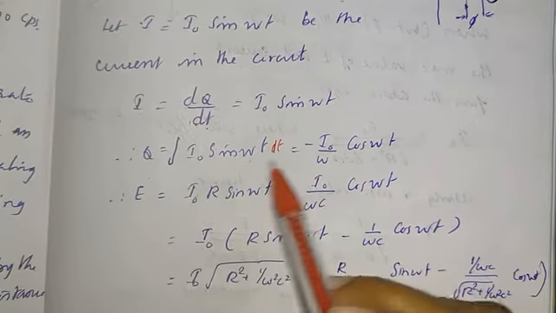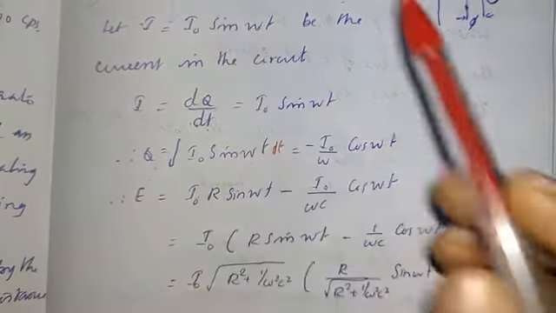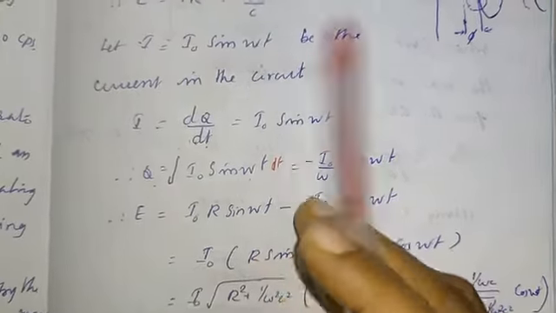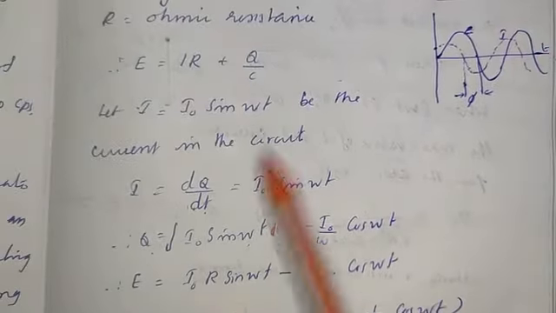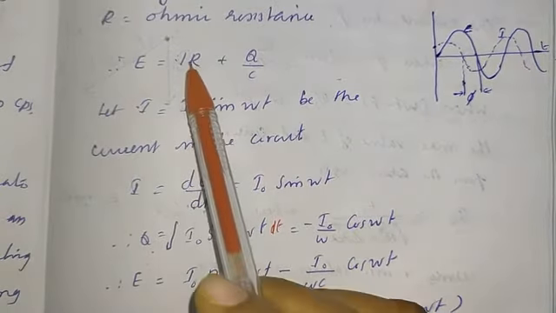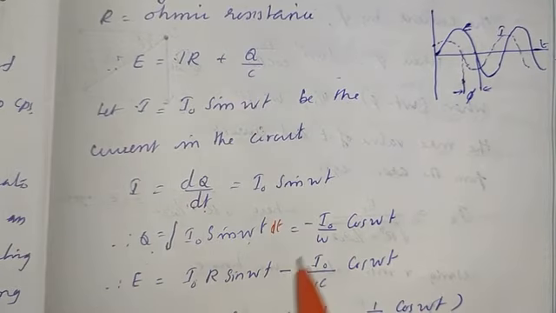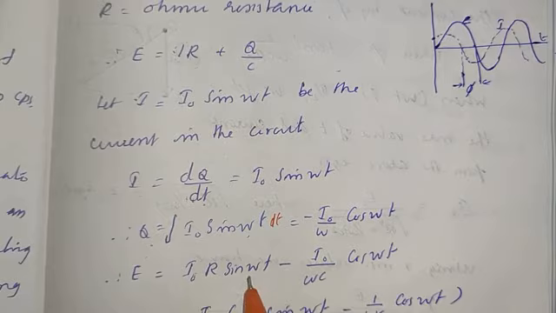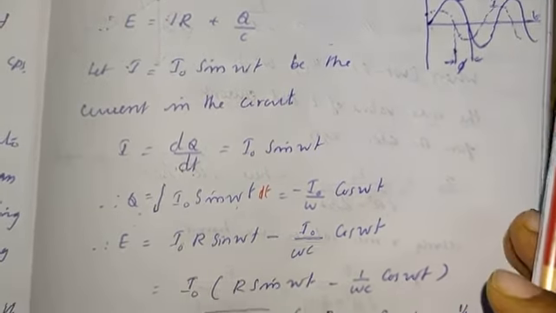So applying this value of Q and the value of current in this expression, I is equal to I0 sin omega t, and Q is what we got from this expression. So E will become I0 R sin omega t minus I0 by omega C cos omega t.